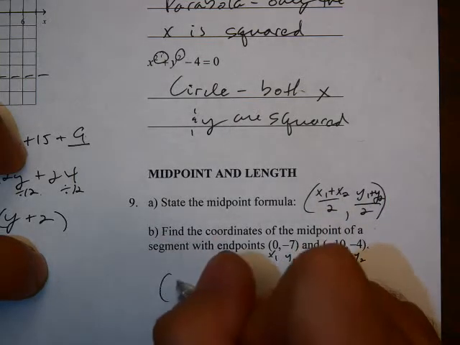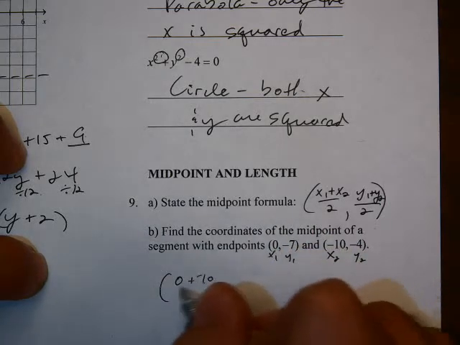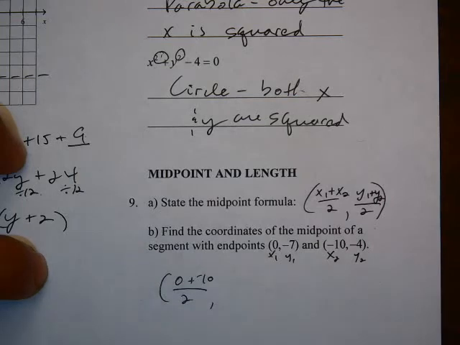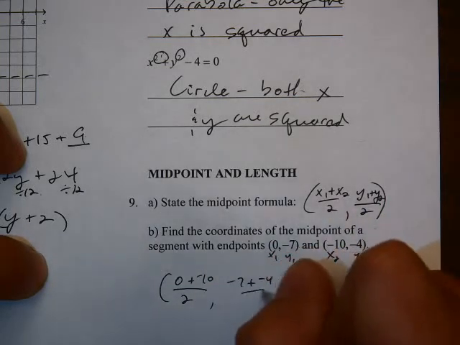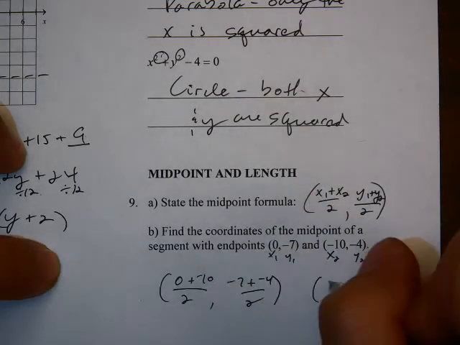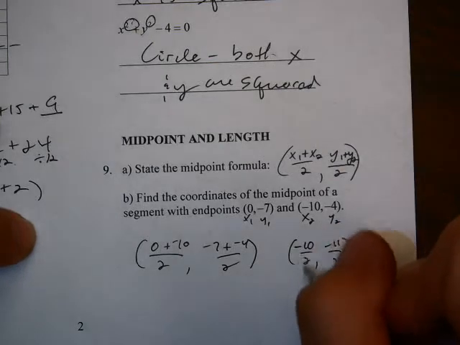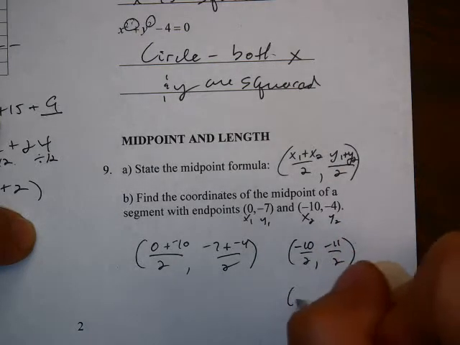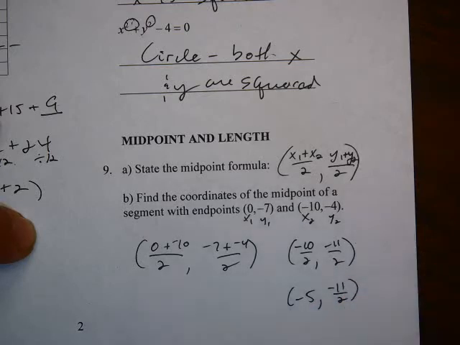So it becomes 0 from x1 plus -10 from x2, all over 2. Then the y's will be -7 plus -4 over 2. When you add those together, you'll get -10 divided by 2 and -11 divided by 2. The -10 does divide evenly by 2. That becomes -5. The other one does not divide evenly, so we can just leave it as -11 over 2. So there is your midpoint.